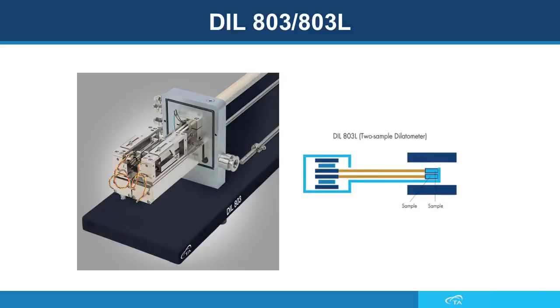The DIL-803 is a dual sample dilatometer. With two LVDTs, it can run two samples at the same time for high productivity and throughput. It can also be converted to an 802 for true differential measurements. All horizontal dilatometers can be run in air, inert gas, or vacuum atmosphere.